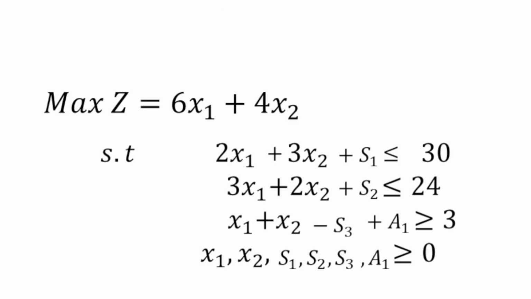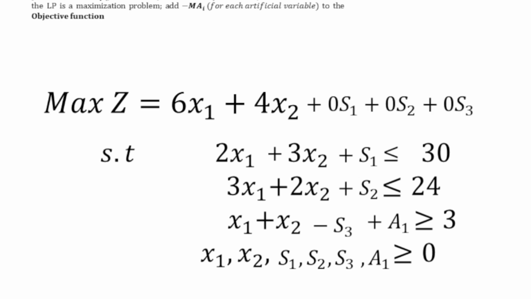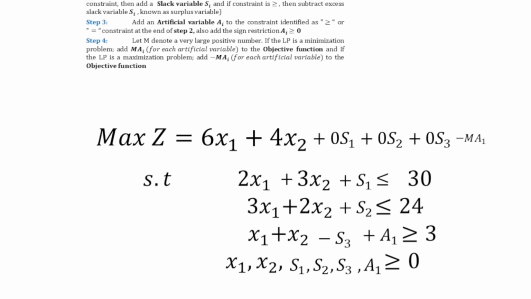Okay, so now if you look at step 4, it's saying that all of these things we've added, we should add to our objective function. So I added 3 slack variables and 1 artificial variable. So here there are 3 slack variables, just like we did in Simplex, just make them zeros. Now, because this is a maximization problem, I'm going to be adding a minus MA. That's why I'm adding a minus MA here. So I think we have a full picture now.